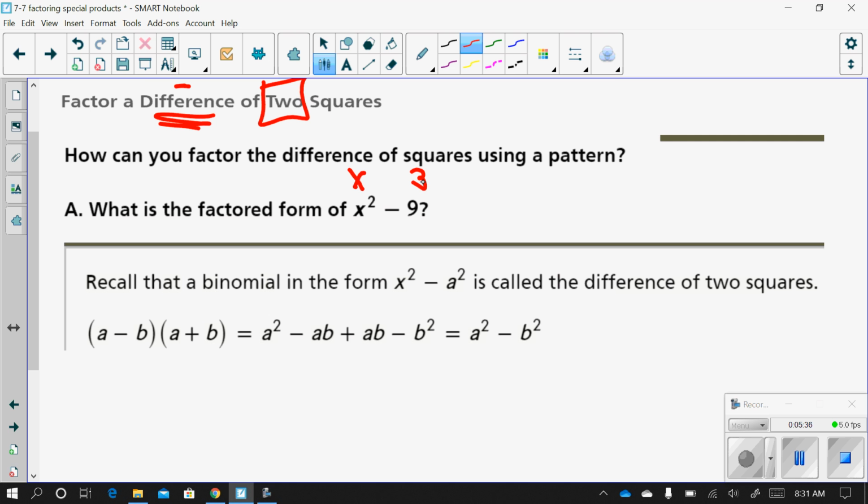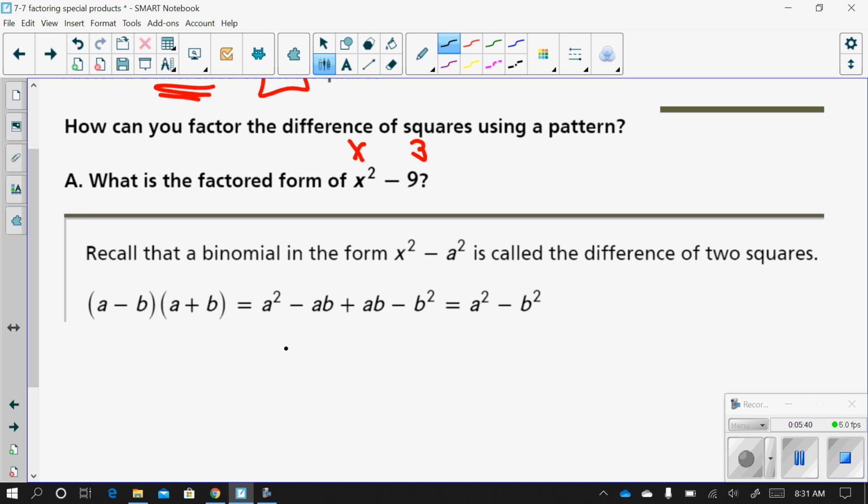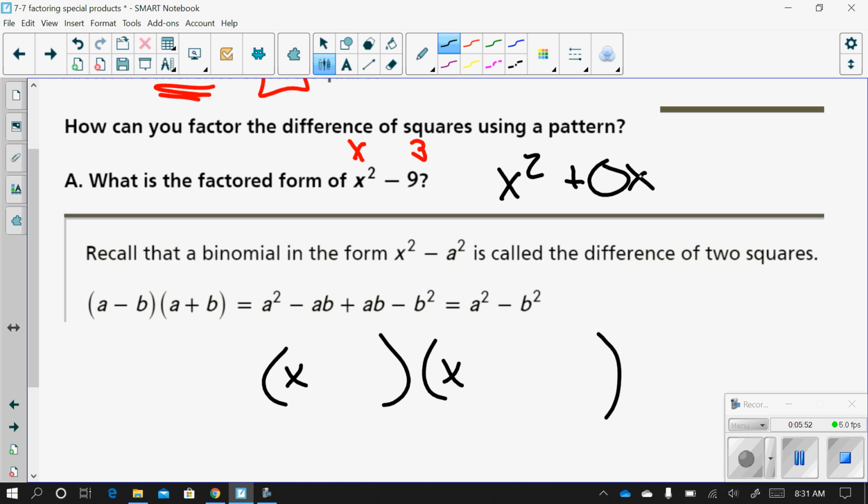So let's look at it. Let's reverse FOIL. Two sets of parentheses. How do I make x squared? x and x. Now the thing here is we don't have a regular x term. So really, we could say this is x squared plus 0x minus 9. So my factors of 9 are 1 and 9, and 3 and 3. Can I make 0 out of either of those? Absolutely, out of that 3 and the 3. So shortcut, look at the 3's here.